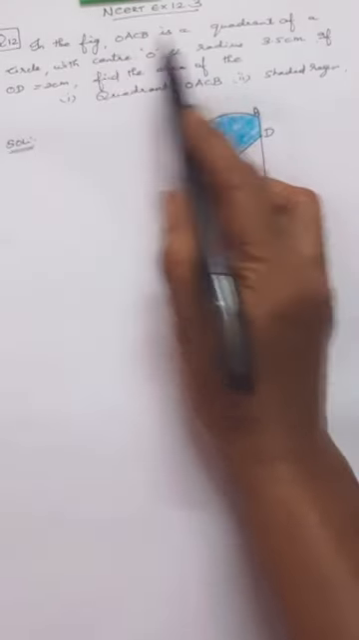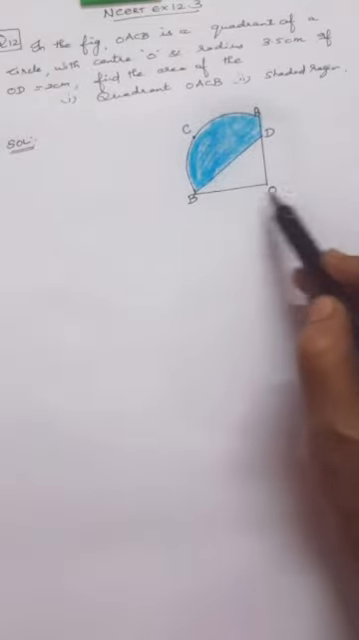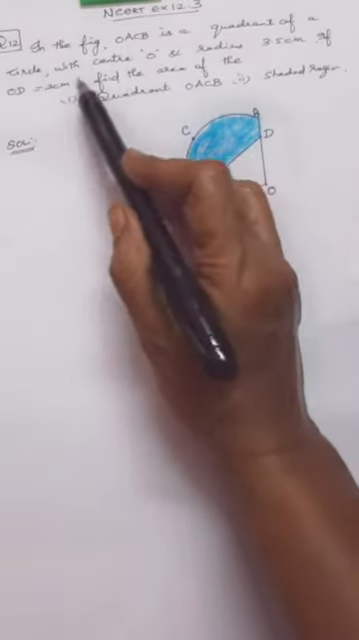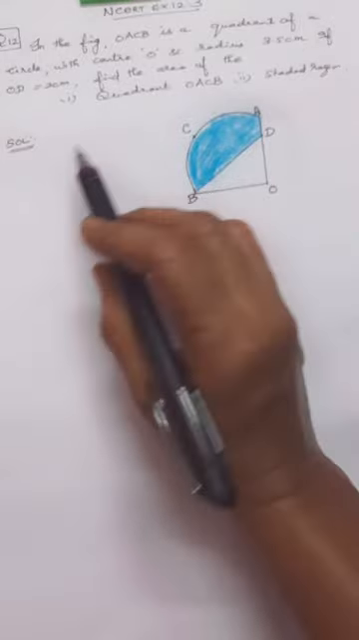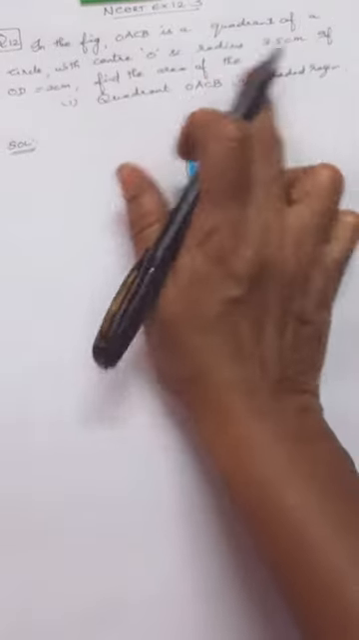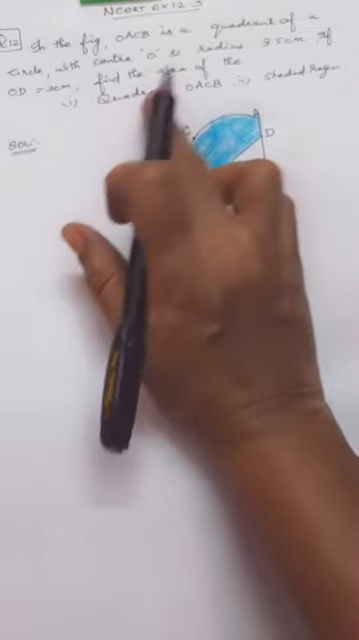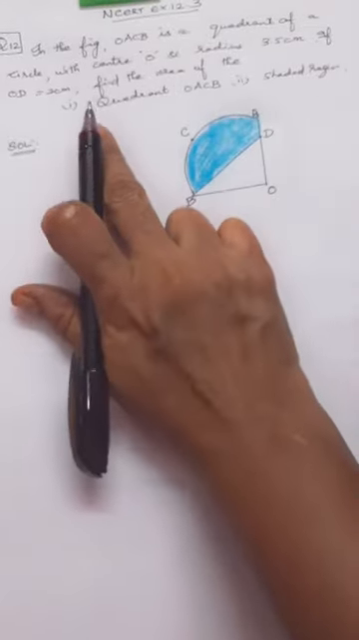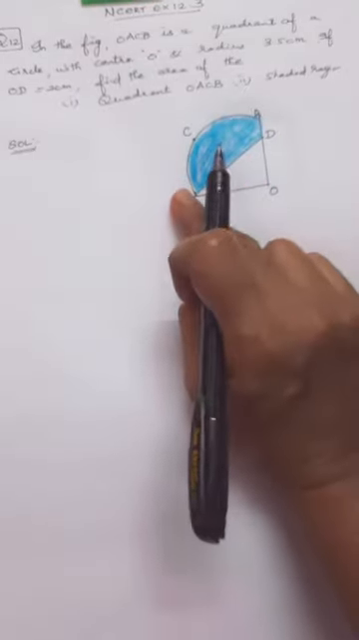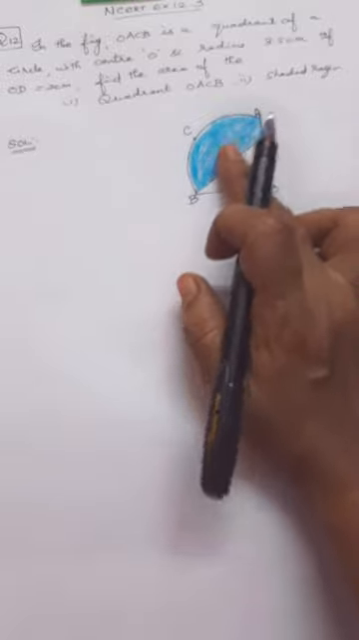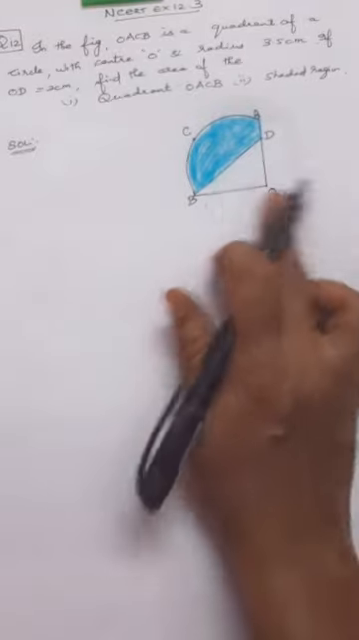In the figure, OACB is a quadrant of a circle with center O and radius 3.5 centimeter. If OD equal to 2 centimeter, find the area of two parts. There are two subdivisions to the question. The first part is to find the area of the quadrant OACB, and the second is the shaded region. See here, I have shaded it with blue color. So these are the two subdivisions of the question. Now let us post the values. What are the data given in the question and in the figure?